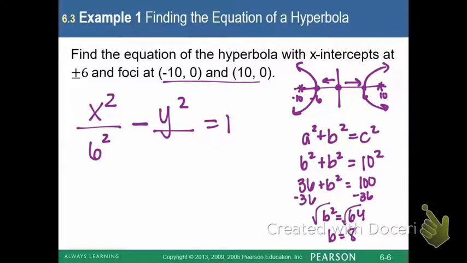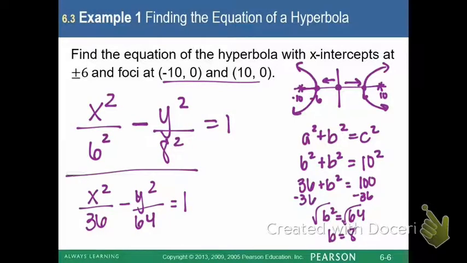So back in my equation, I know that b is 8. Remember, it's always squared here. So my final equation is x squared over 36 minus y squared over 64 is equal to 1. Okay, so anytime they mention the focus or the foci, that's a hint that they're telling you the value of c and that you'll have to use your equation to find the value of a or b.